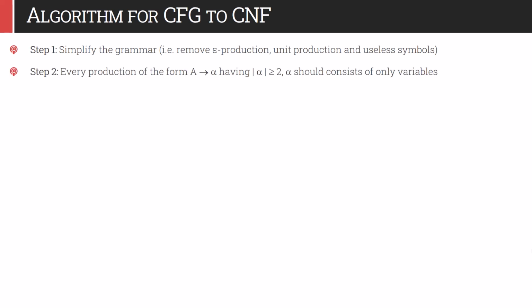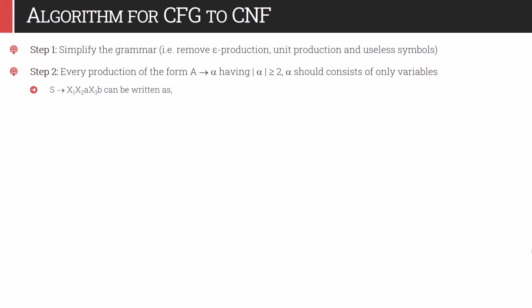Once your grammar is simplified, then for every production of the form A gives alpha, where alpha is the right hand side of any production, if the length of alpha is greater than or equal to 2, then alpha should consist of only variables. Because we know that in CNF, the production could be of the form A gives small a, that is only one terminal symbol, or the right hand side must be non-terminals, that is A gives capital B capital C kind of form. So if the length of alpha is greater than or equal to 2, then alpha must consist of only variables, that is non-terminals.